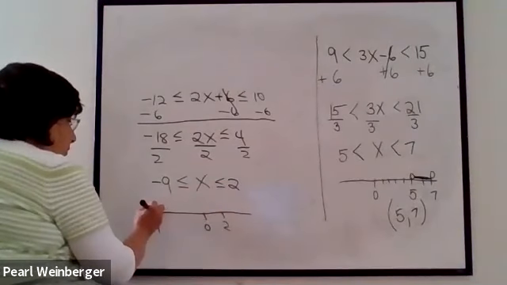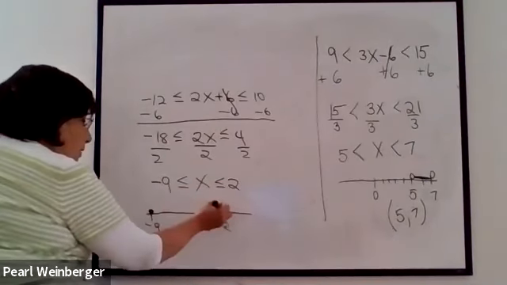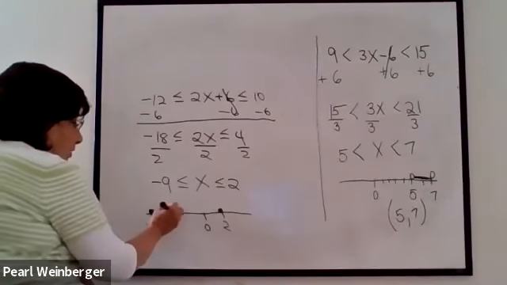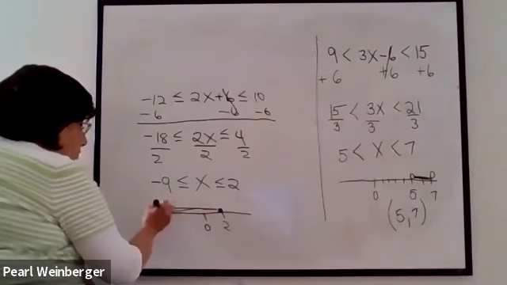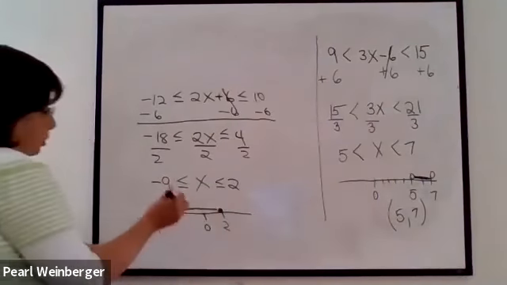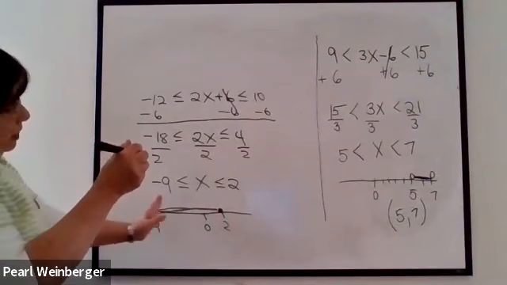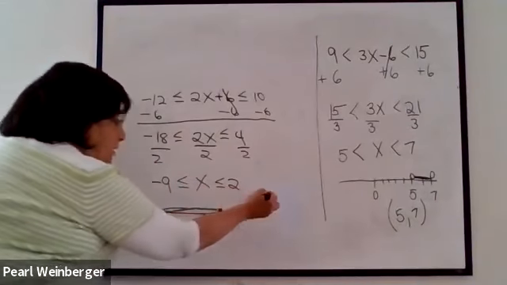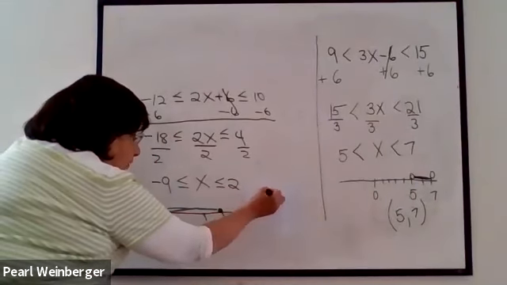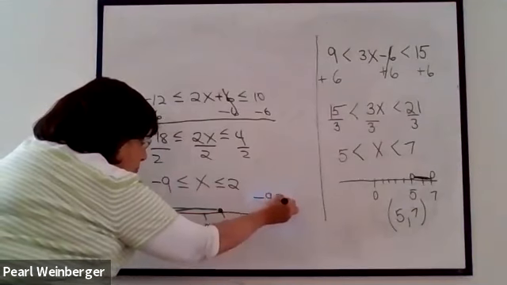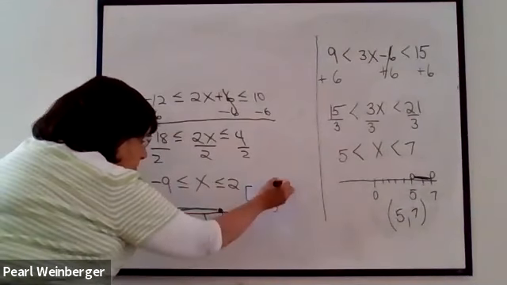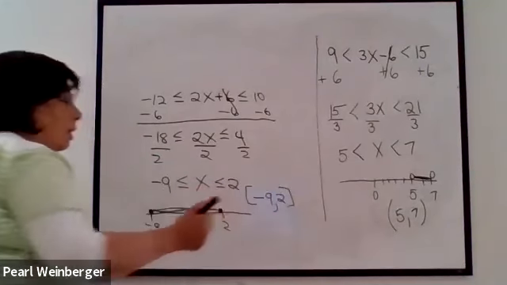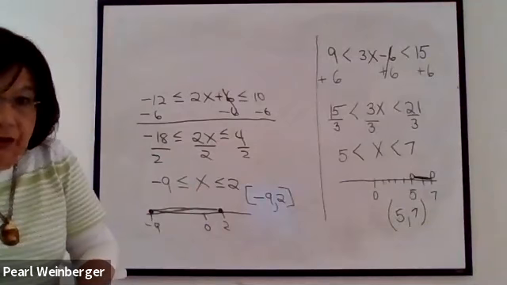These are both going to be filled in circles because these are less than or equal signs, and it's everything in between. In other words, once you've found the two numbers, you just fill in the interval on the number line that's between them, which means that your interval starts at -9, it ends at 2, and these are both brackets because -9 and 2 are included in the interval.